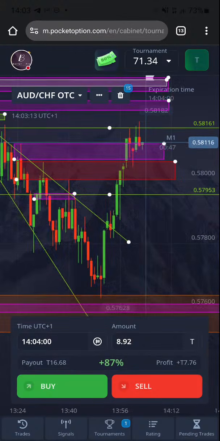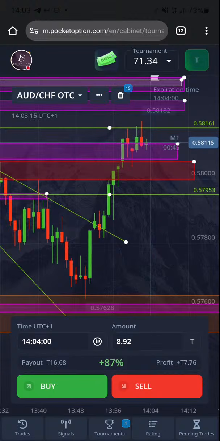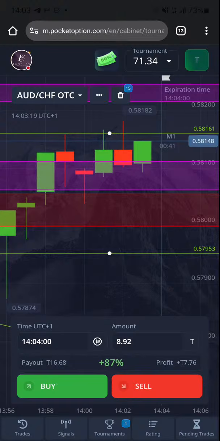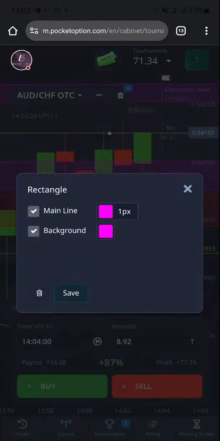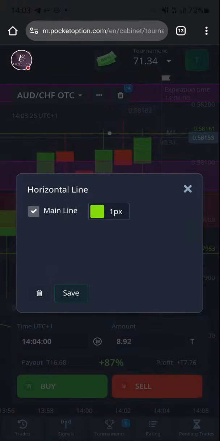We have all the sellers' entries. If price comes up here, we will take the trade. Let me combine it with one of these. Let me remove one of these.